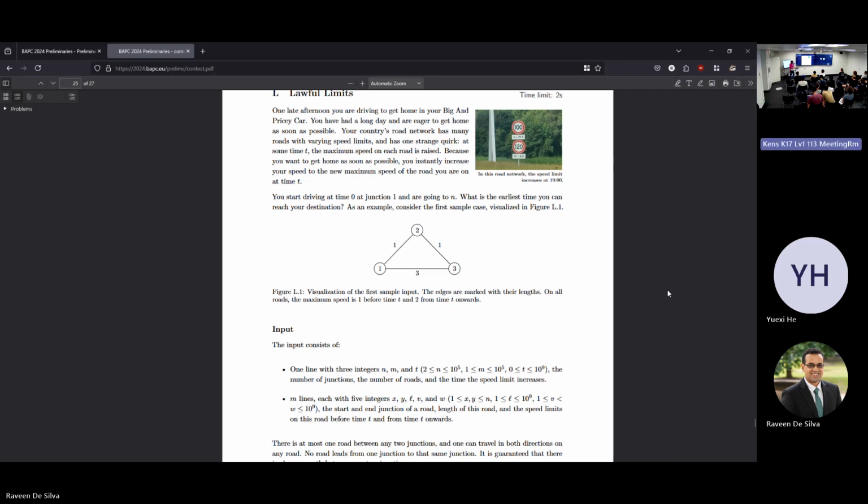Cool. So we have a graph. If someone else is more familiar with the problem, feel free to jump in. Anyone? Go. Yeah. Go for it. And don't you solve the question?